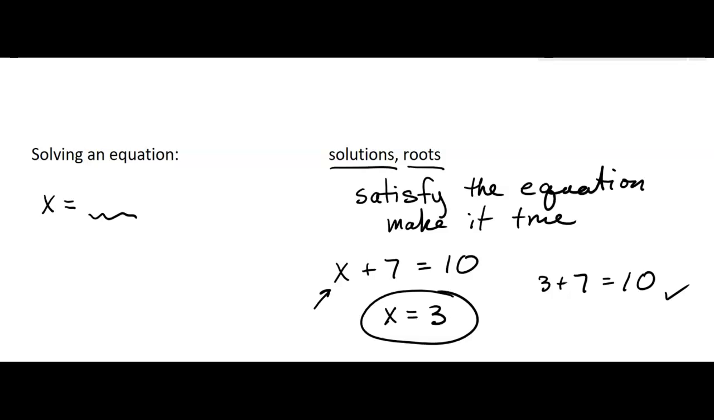This is called a conditional equation. So if I came up with x equals 2, that would not be a solution because 2 doesn't make the equation true, right? 2 plus 7, 10, no, that doesn't work, and so this is not a solution.